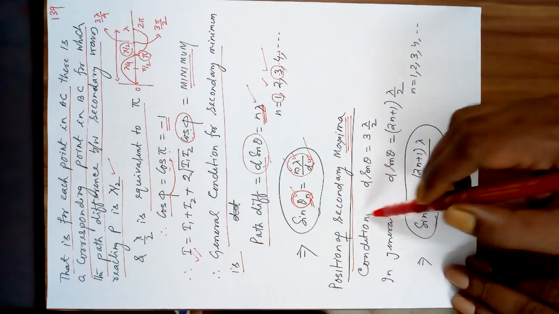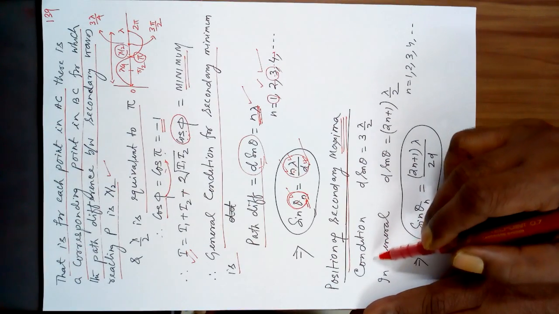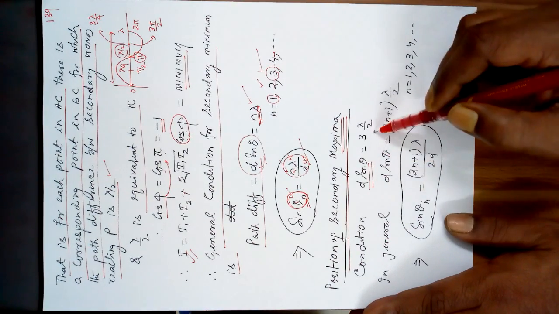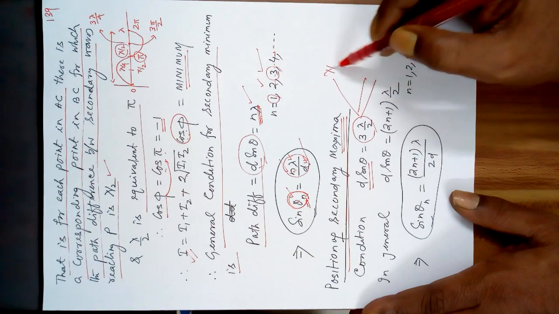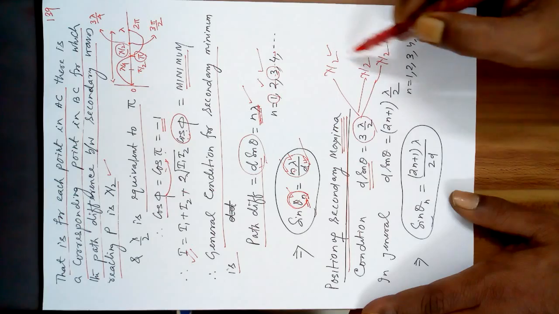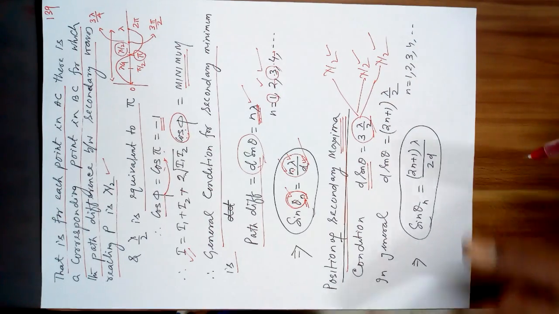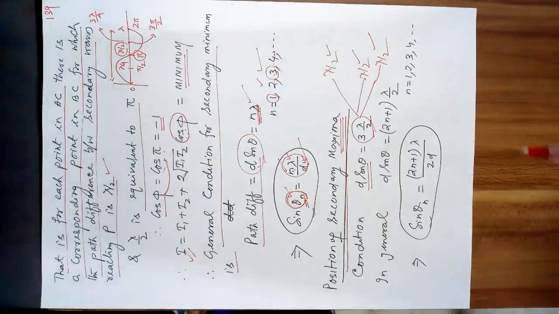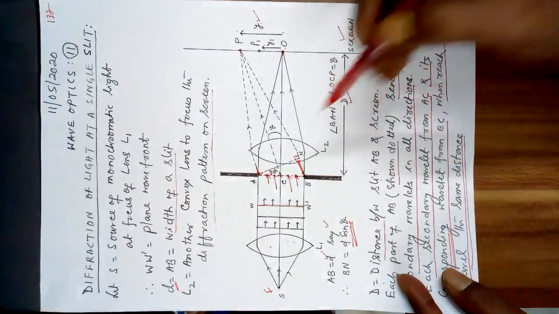Now position of secondary maxima. So the path difference I just calculated was d sin theta, let it be 3 lambda by 2. So this can be split as lambda by 2, lambda by 2, lambda by 2, this plus this is equal to 3 lambda by 2. Now what you can imagine is this whole part from A to B is divided into 3 equal parts.